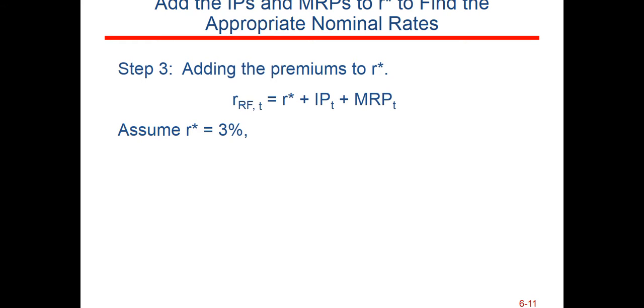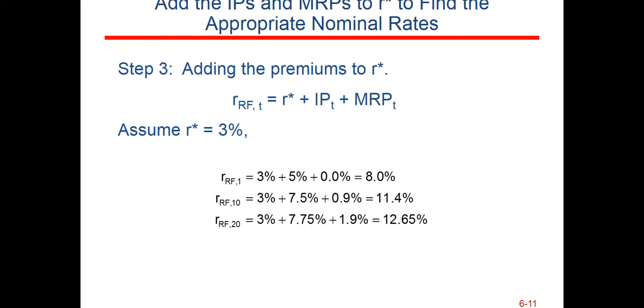And you are going to assume that the real risk-free interest rate is 3%. Then you can calculate, okay, my risk premium: the interest rate for a 1 year bond is going to be 3%, the real one, plus the inflation premium, and there is no maturity risk premium, so it's 8%.